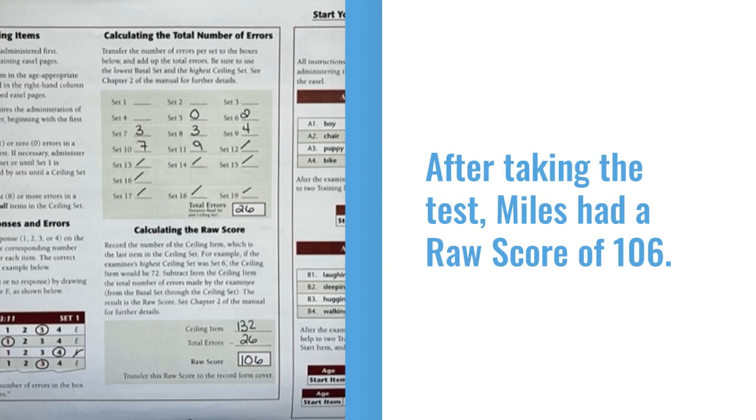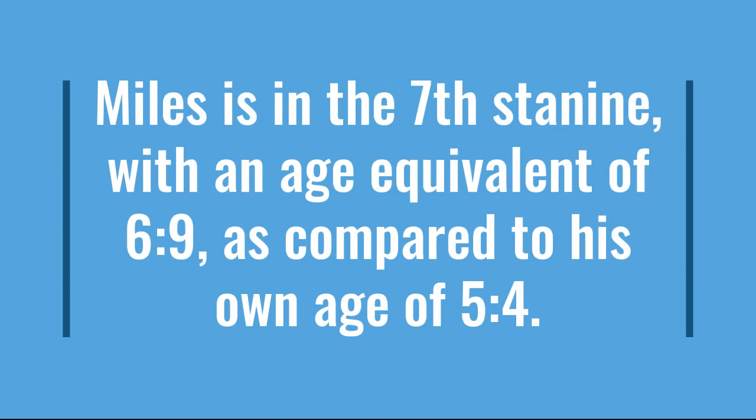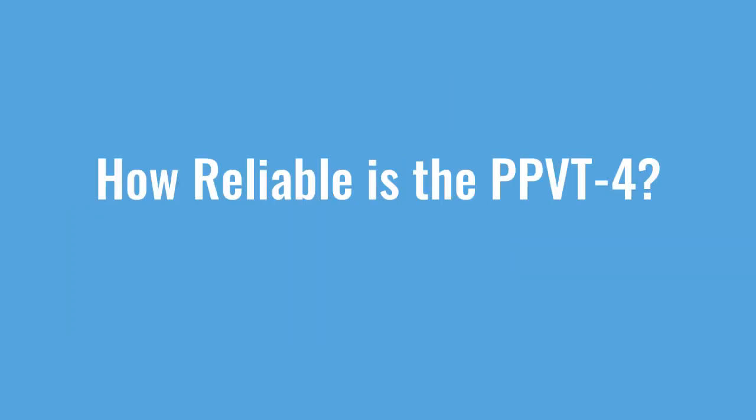After taking the test, Miles had a raw score of 106. The test is scored using the tables in Appendix B of the testing manual. These tables give the standard score, confidence interval, percentile, stanine, and more. Miles is in the 7th stanine with an age equivalent of 6 years, 9 months as compared to his own age of 5 years, 4 months.